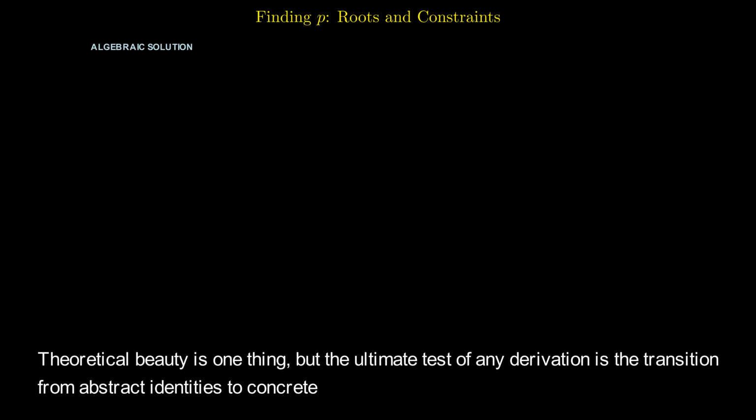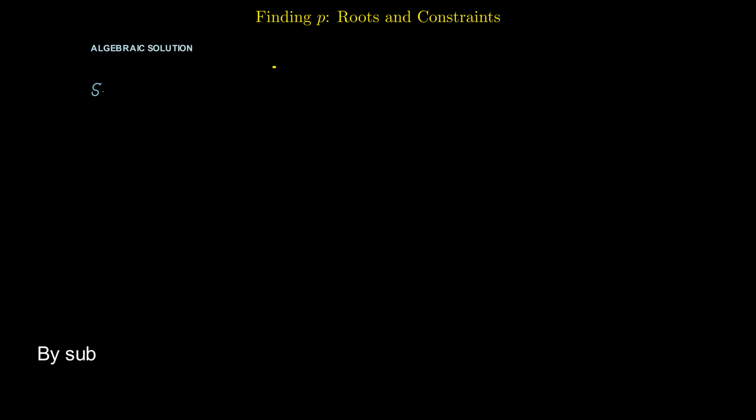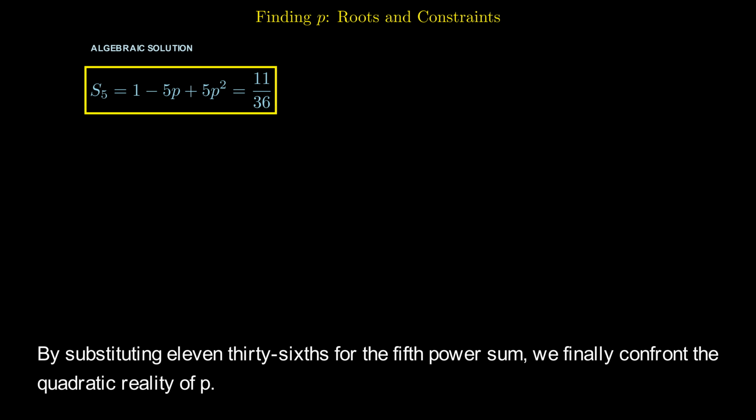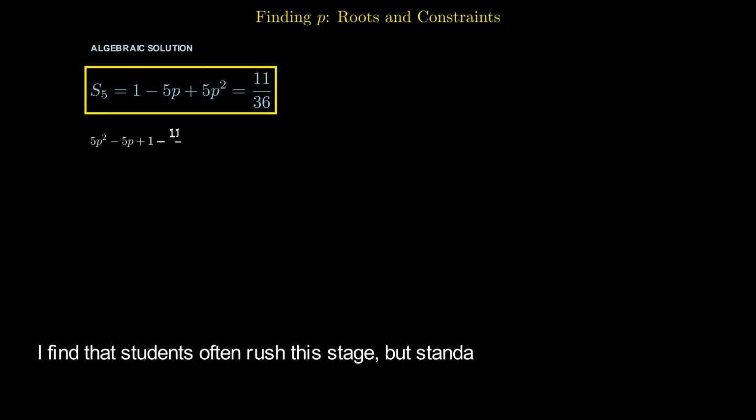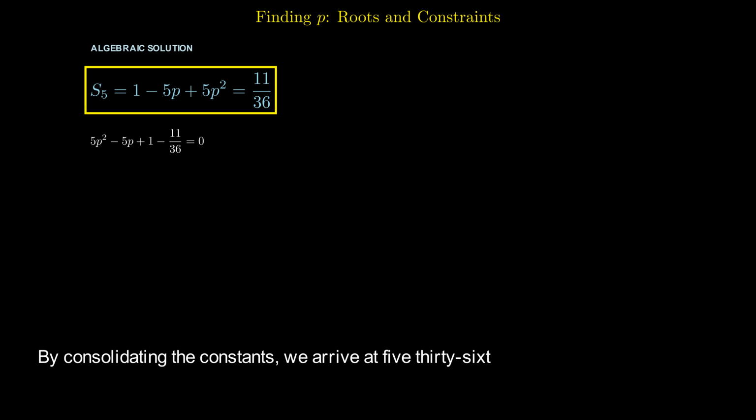Theoretical beauty is one thing, but the ultimate test of any derivation is the transition from abstract identities to concrete numerical solutions. By substituting 11/36 for the 5th power sum, we finally confront the quadratic reality of p. I find that students often rush this stage, but standard form is non-negotiable for clarity. By consolidating the constants, we arrive at 5/36, a necessary arrangement for the next logical step.